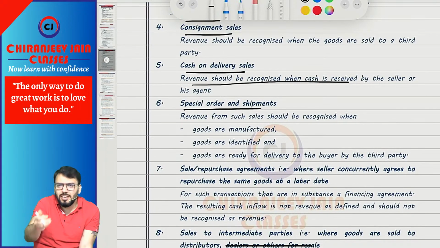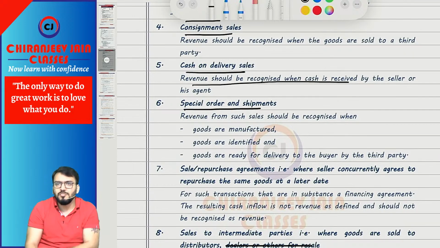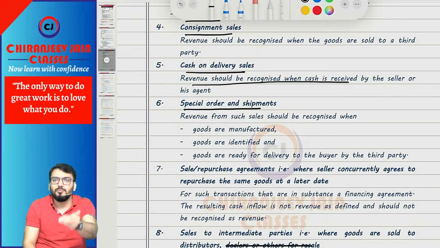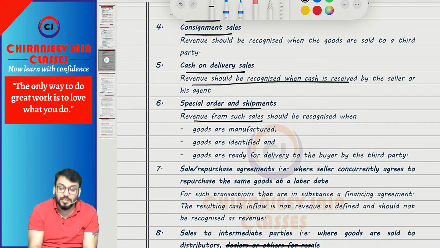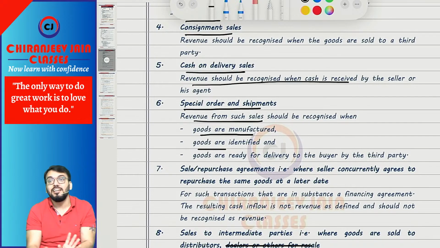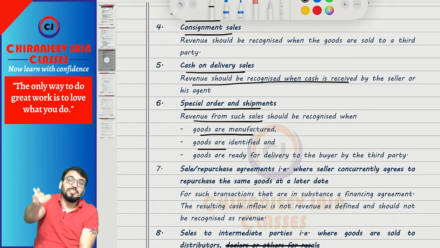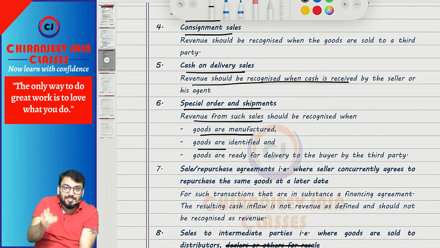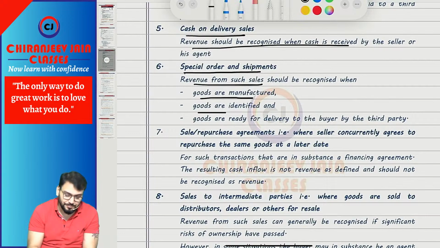Special order and shipment. Suppose I have received a special order as per the specification given by the customer, which means we normally do not do such type of manufacturing. We do manufacturing only after receiving a special order. So in that case, revenue should be recognized when goods are manufactured, identified and ready for delivery. Once it is ready for delivery, because we already received the order and the invoice has been prepared, it should be recognized as revenue. Understood? Correct.